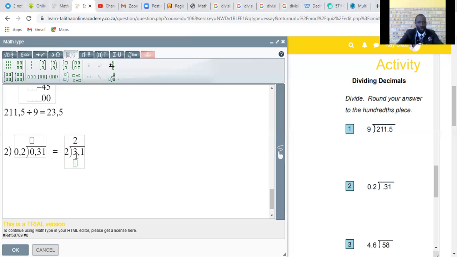How many times will 2 go into 3? 2 will go into 3 once. We put it there. And 1 times 2 is what? 1 times 2 is 2.